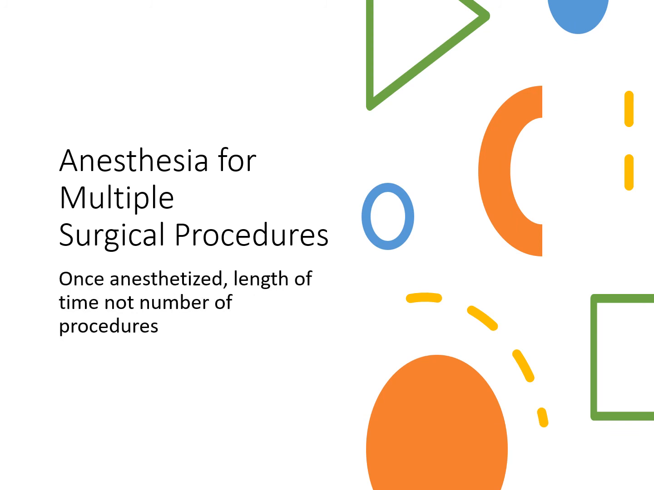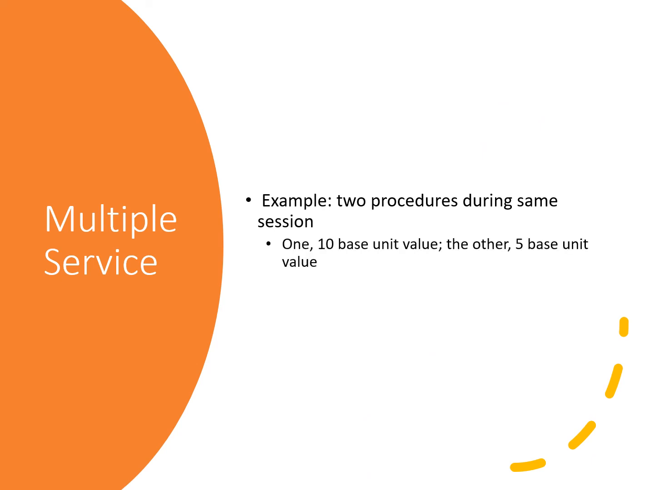Anesthesia for multiple surgical procedures. Once anesthetized, the length of the time is not the number of procedures. Again, the length of time is not the number of procedures. Multiple service, example, 2 procedures during the same session. One is a 10 base unit value and the other is a 5 base unit value. You're going to report only the 10.